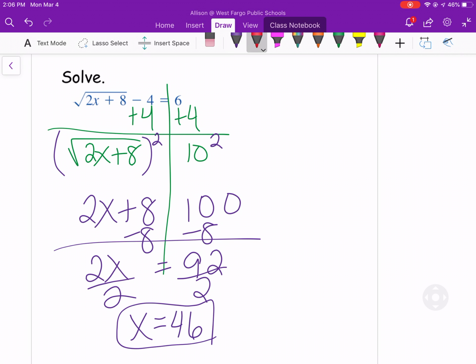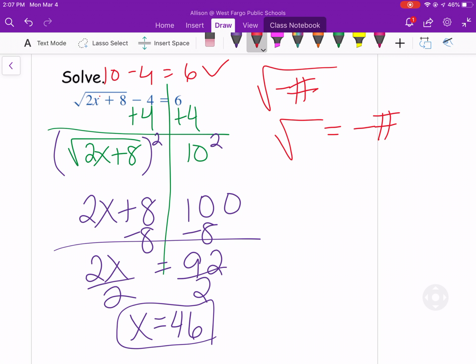Now when we have a square root, or an even root, we want to go back and check to make sure that we don't get any extraneous solutions, anything that looks like an answer but isn't an answer. Remember, you can't have any negatives under the square roots, and you can't have any square roots equal to a negative number. So we just have to double check. If you plug in 46 here, you get 92 plus 8, square root of 100 will be 10, minus 4 equals 6. So you're good there.